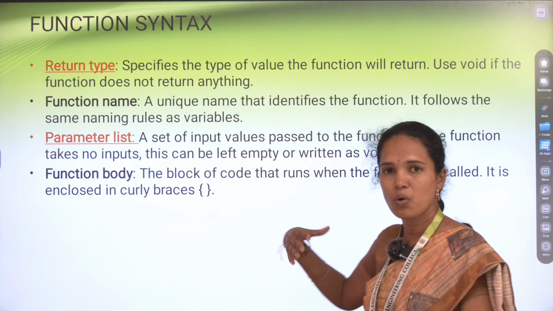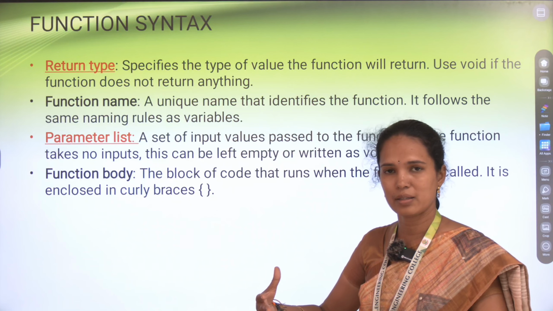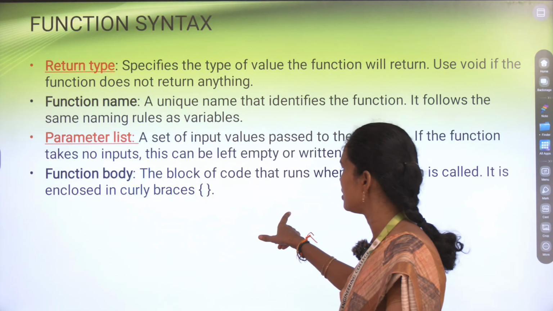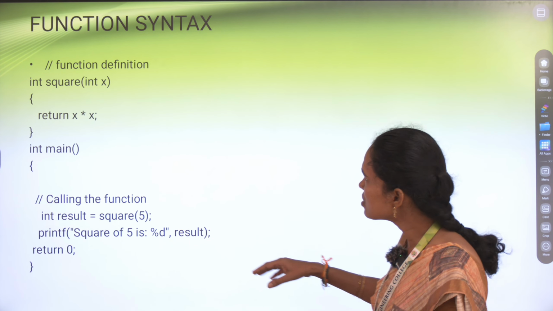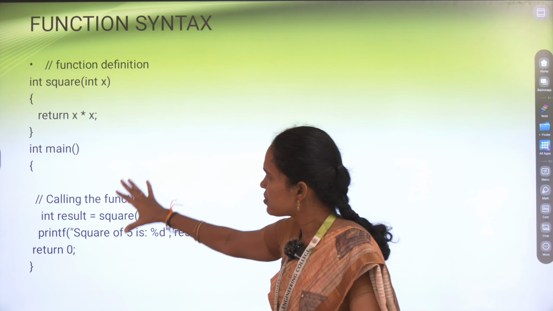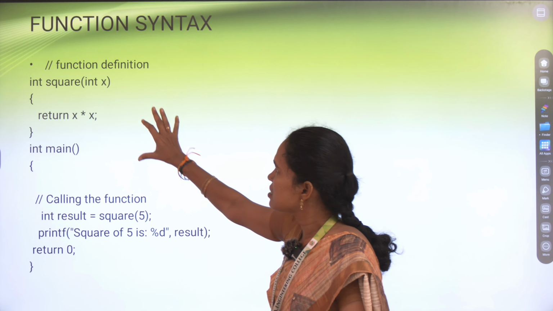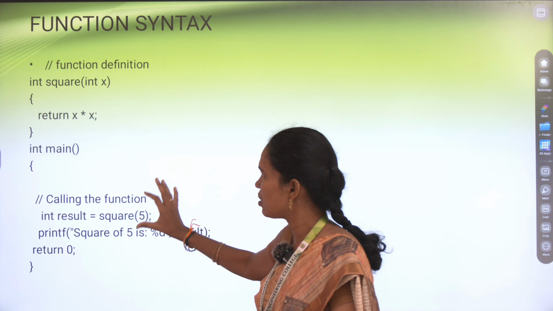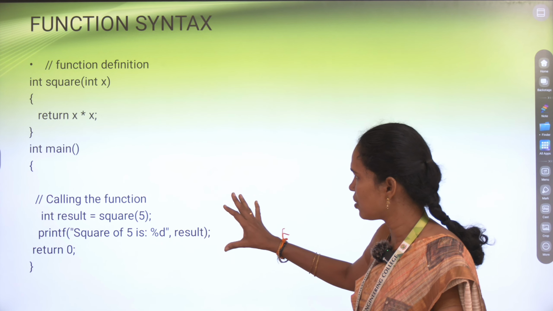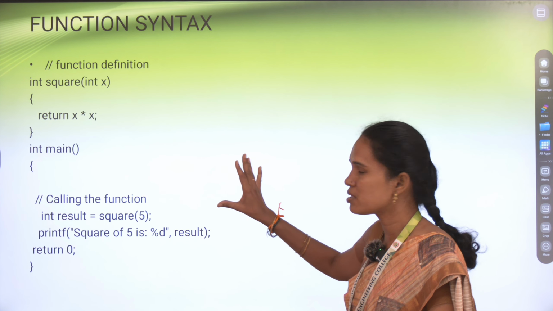That is what you want to execute, what you want to run. That piece of code will be written in the curly braces. Fine. So this is an example. If you see this one, this is the function definition and this is the calling of the function. As of now, you just see what a function is and how it is written. I'll tell you what the parts of a function are.